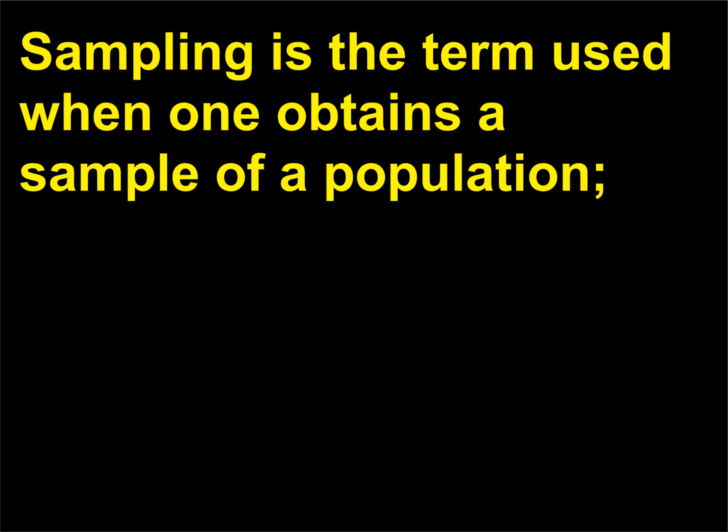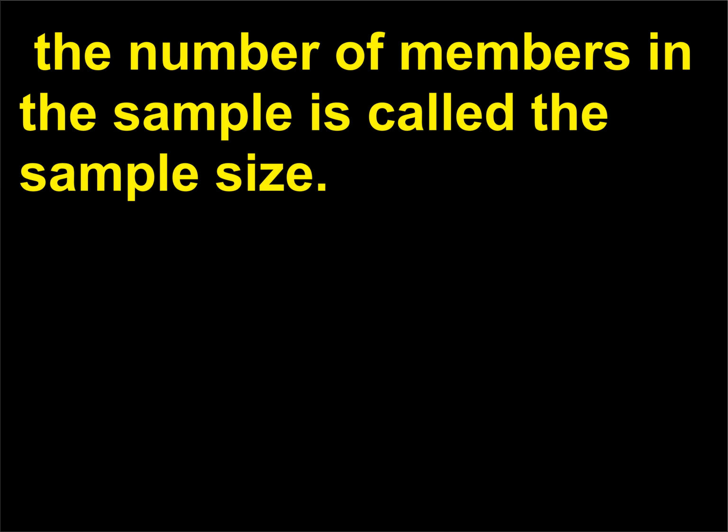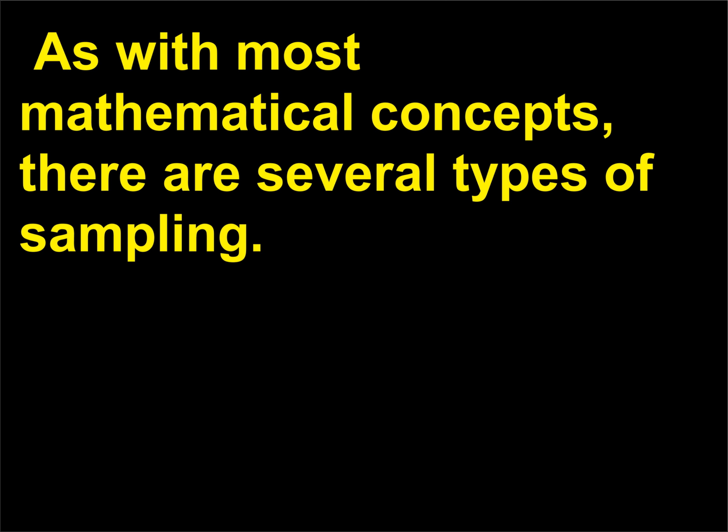Sampling is the term used when one obtains a sample of a population. The number of members in the sample is called the sample size. As with most mathematical concepts, there are several types of sampling.